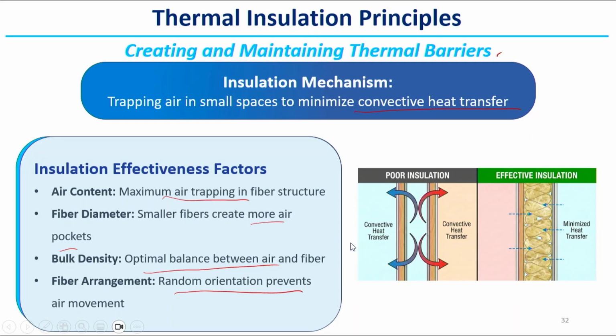So, here you can see poor insulation, where the convective heat loss will be high. Through the fabric, if the air moves through, then the convective heat loss will be more, and you can see the effective insulation. It minimizes heat transfer because the pores are created inside the structure, so that they are not open pores.